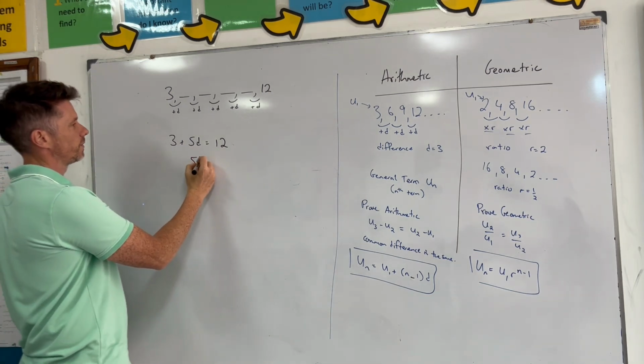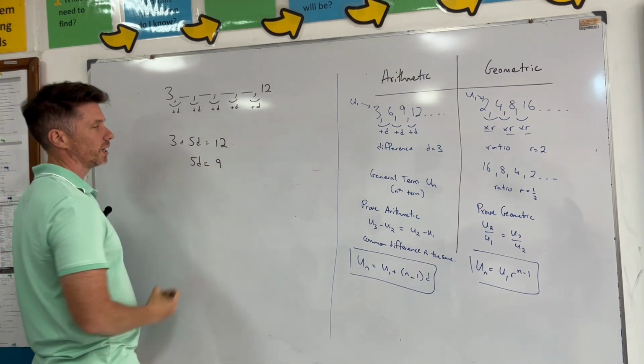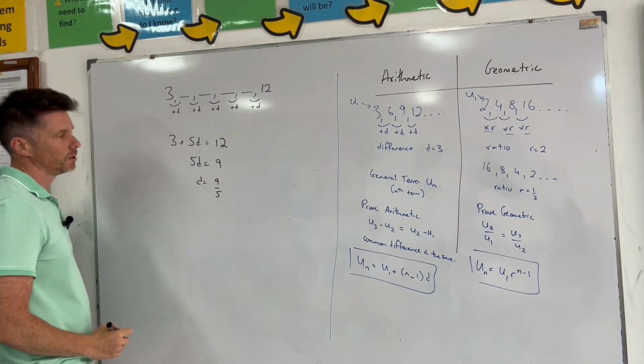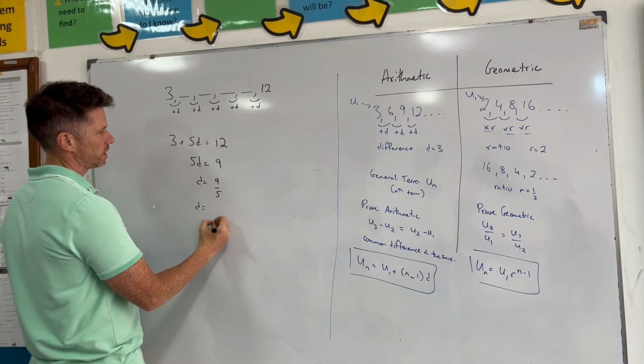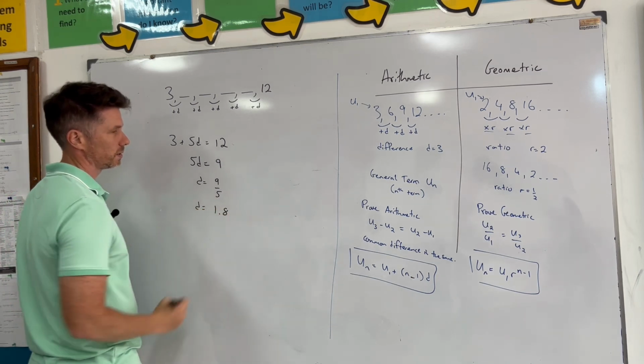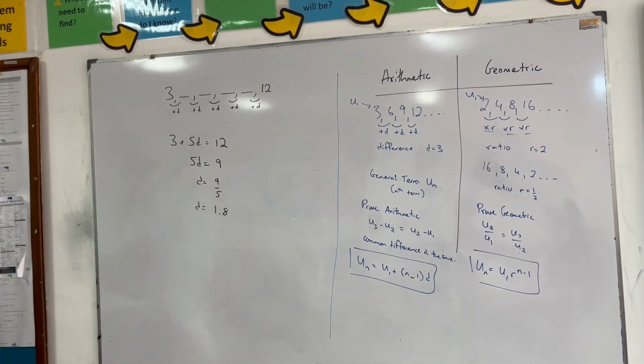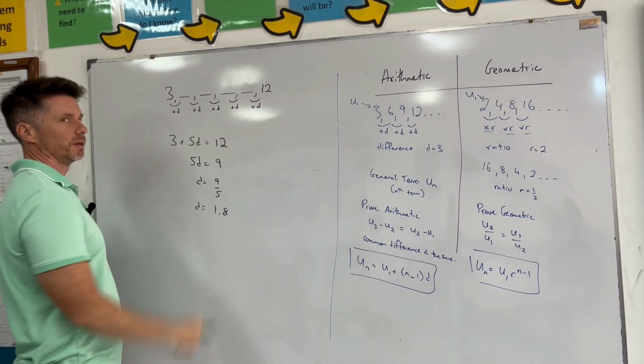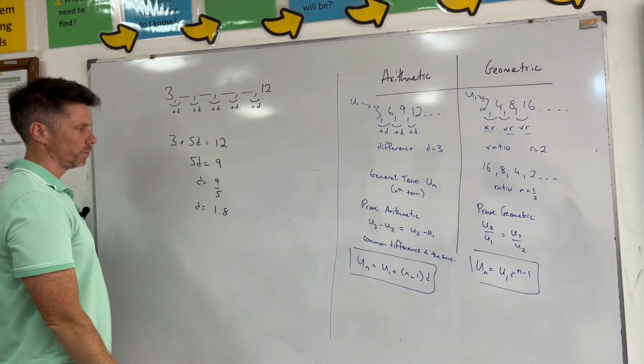So I know that 3 plus 5 differences will give me 12, whatever the difference is. So that means 5 differences must equal 9, which means a difference is 9 over 5, a decimal. Or if you like, in decimals 1.8, I think. So that means to insert the 4 numbers, you just add 1.8 each time, and you'll have the 4 numbers.